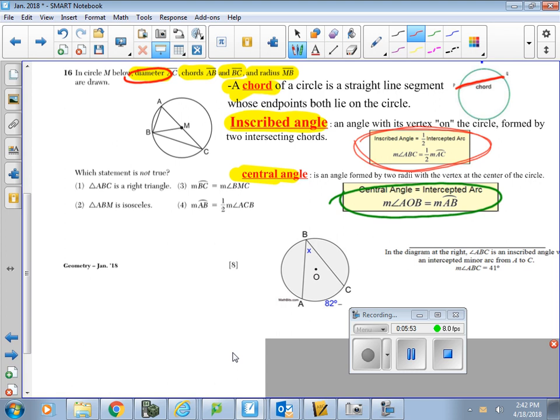It says, which statement is not true? Okay, which statement is not true? So A, B, C. So think about that. If it says which statement is not true, that means that 3 of them are true and 1 of them is not. So what about A, B, C?